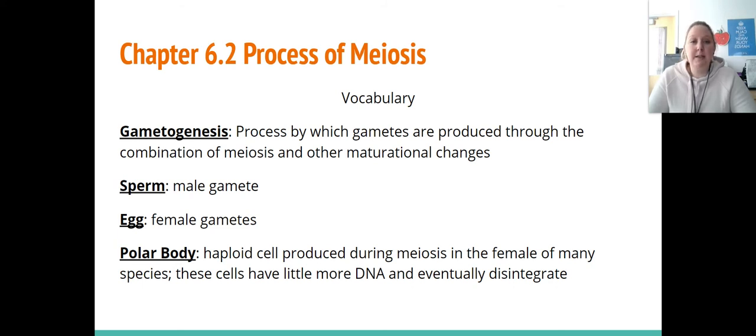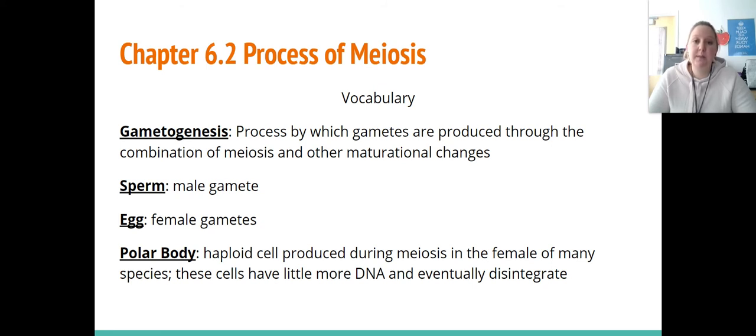A polar body is something that is created during meiosis in women. It's a haploid cell produced during meiosis within the female of many species, including most mammals. These cells have little more DNA, but nothing really else. One cell from the division gets all of the organelles, and that's the cell that goes on to become an egg.